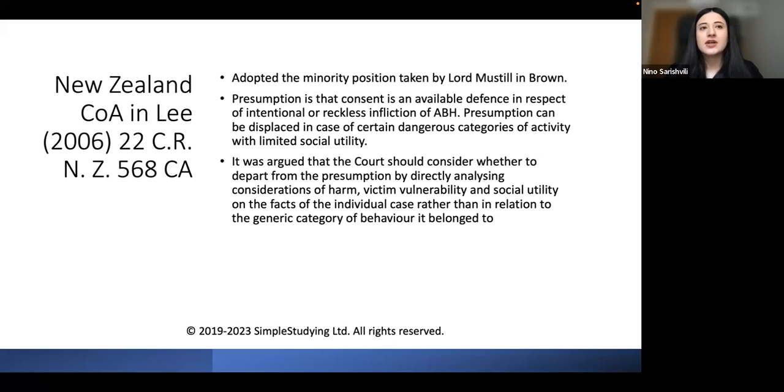So basically, the court is saying that there should not be this kind of established categories and strict approach as to where the defense of consent applies, but we should analyze each case, so the facts of each case separately, and by considering the victim vulnerability, social utility, etc., we should decide whether or not there is a good reason for the defense of consent to apply.